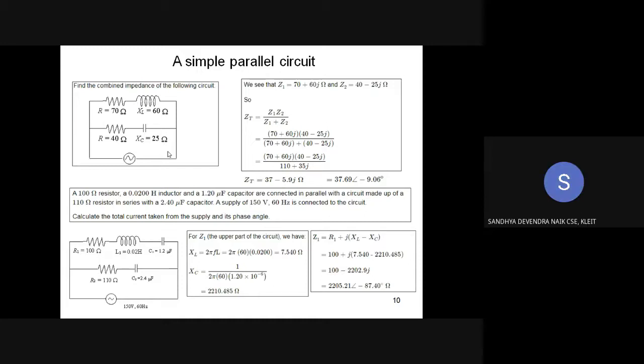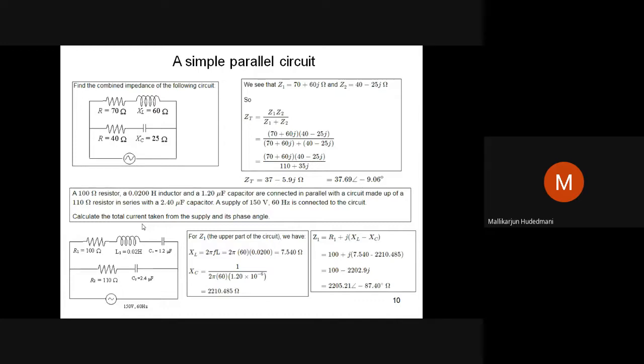Yes, sir. Okay. Suppose I have a parallel circuit. You can see here, I have a parallel arm, R 40 ohm, capacitive reactance 25. This is an RC circuit and an RL circuit in parallel. Definitely, what may be a question to me? Z1, Z2, impedance 1, impedance 2. Find the equivalent impedance would be my question.